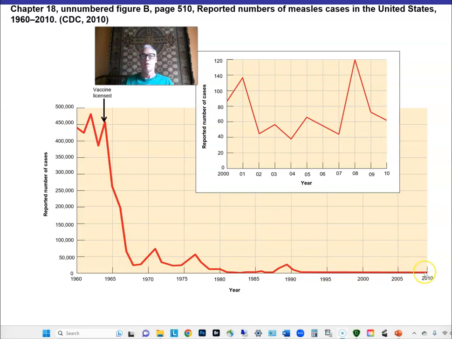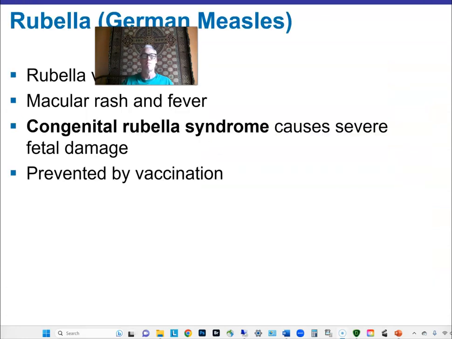We're down to, we've already looked at this graph previously. On this scale, it doesn't even register. In the last couple of decades, there are some cases remaining in the country, so we'd like to get rid of those as well if possible.